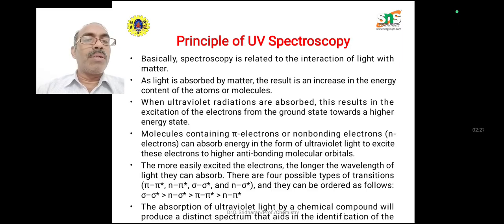There are four possible types of electron transition: pi to pi star, n to pi star, sigma to sigma star, and n to sigma star. Based on the intensity, they can be ordered as follows: sigma star greater than n sigma star greater than pi star greater than n pi star. The absorption of ultraviolet light by a chemical compound will produce a distinct spectrum that aids in the identification of the sample.